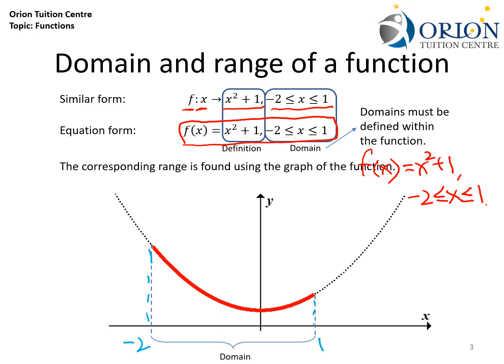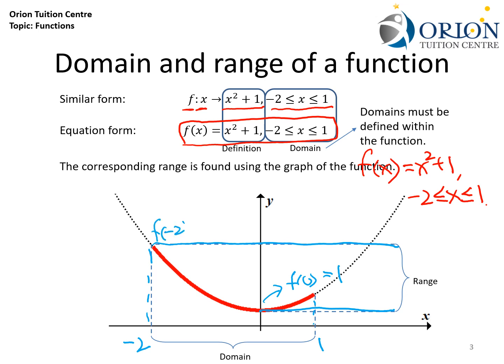-2 to 1, and correspondingly we will be able to extract the range from this graph, which is from this minimum point all the way to this highest point where all the y values are being covered. So in this case, we know that the minimum point occurs when x is equal to 0, and this gives us f(0) equals 1, and the highest point occurs at -2, so f(-2) gives us 5, and therefore we can say that the range of function f must be equal to [1, 5].